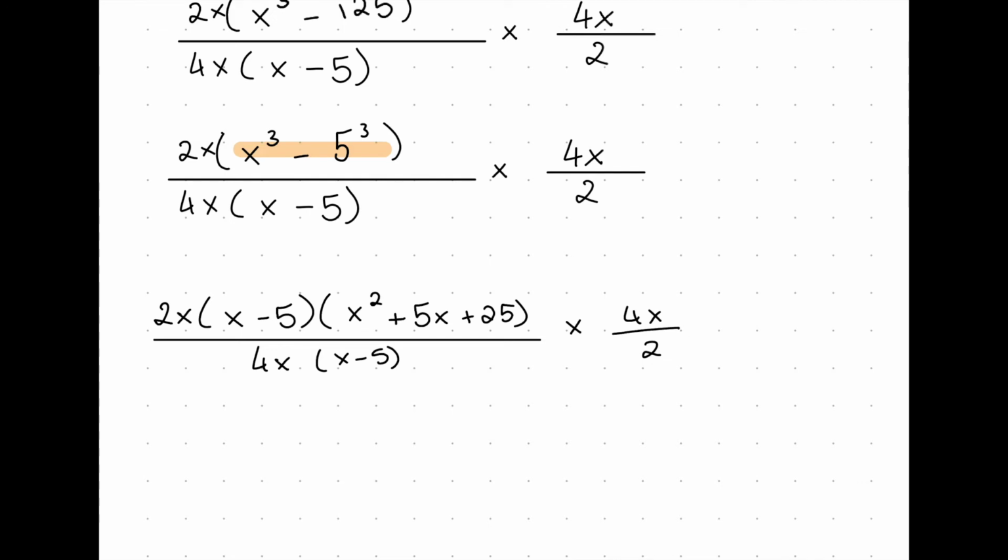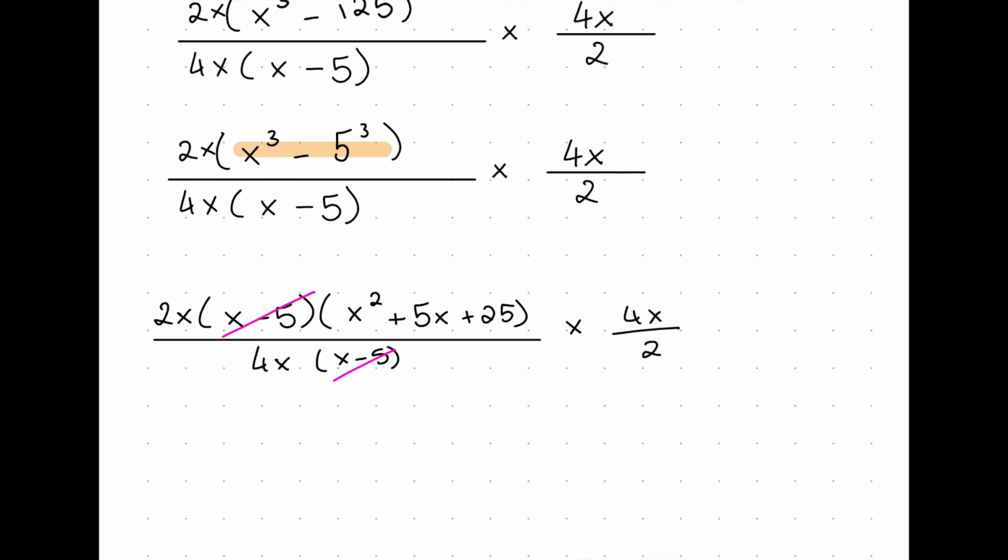Now what I'm going to take a look at is, is there anything that is doing and then undoing? So if I look, I've got x minus 5 multiplied in on the top. It's also multiplied in on the bottom, making it a division. So it's going to eliminate each other. Then I have 4x here and 4x here.